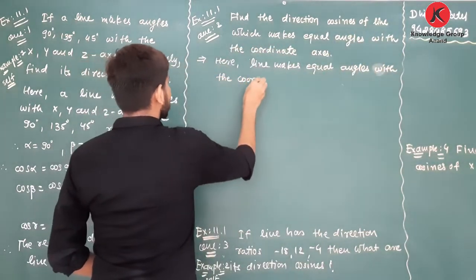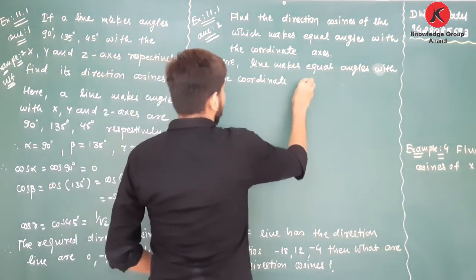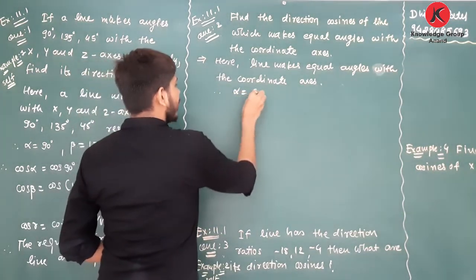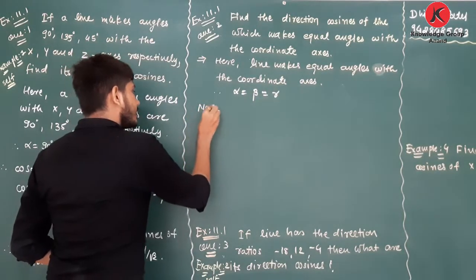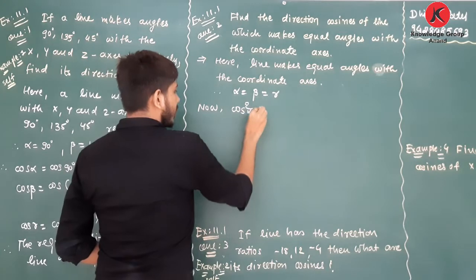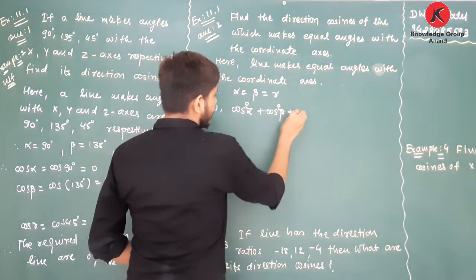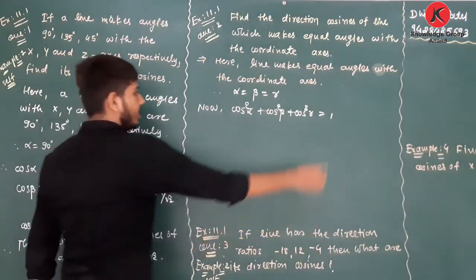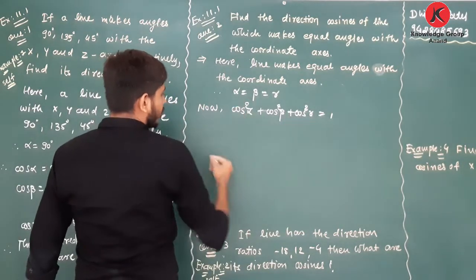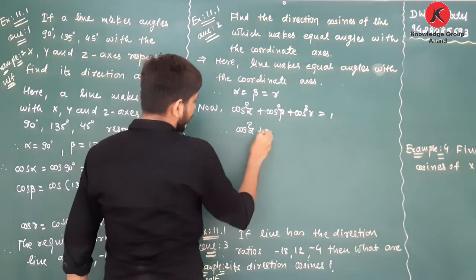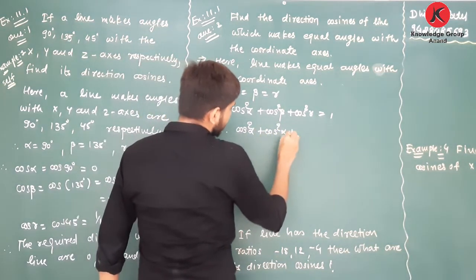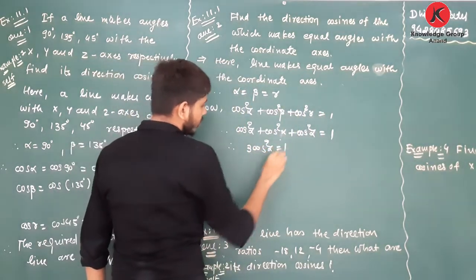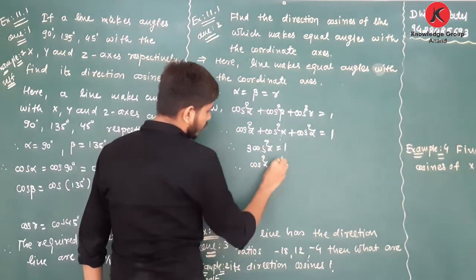Therefore we can say that alpha equals beta equals gamma here. Now the relation between cos alpha, cos beta and cos gamma is cos square alpha plus cos square beta plus cos square gamma equals 1. Beta and gamma also equal alpha, therefore cos square alpha plus cos square alpha plus cos square alpha equals 1. Therefore 3 cos square alpha equals 1, so cos square alpha equals 1 by 3.